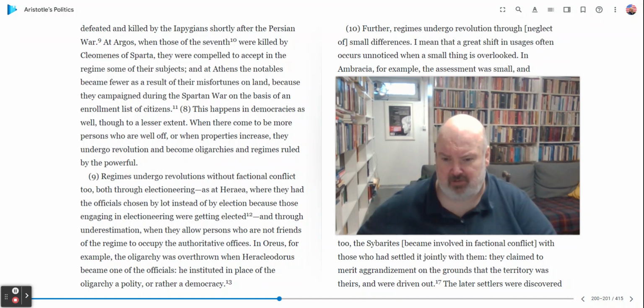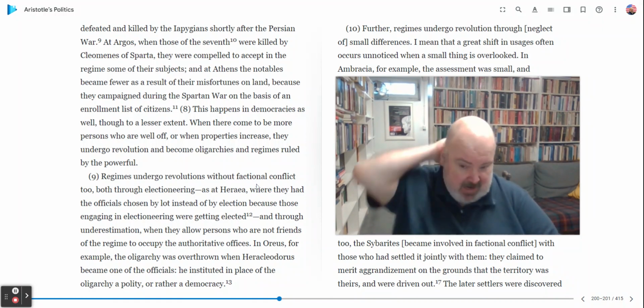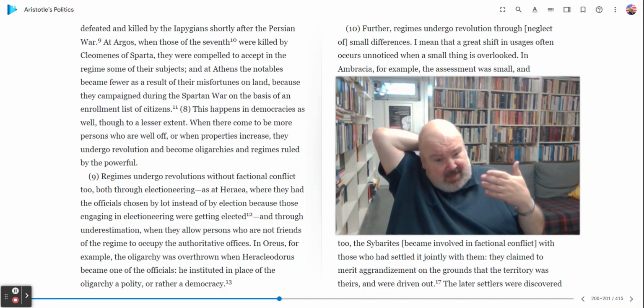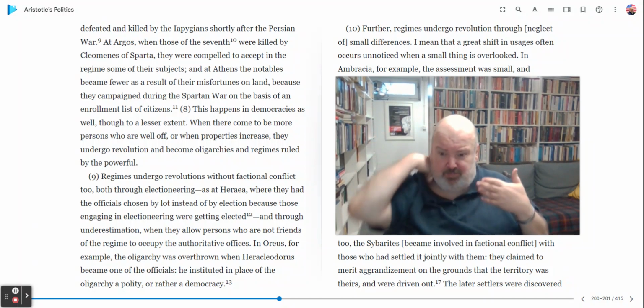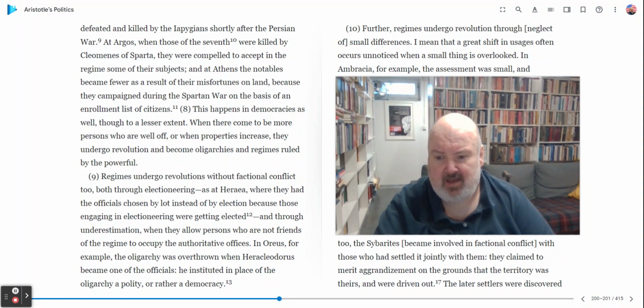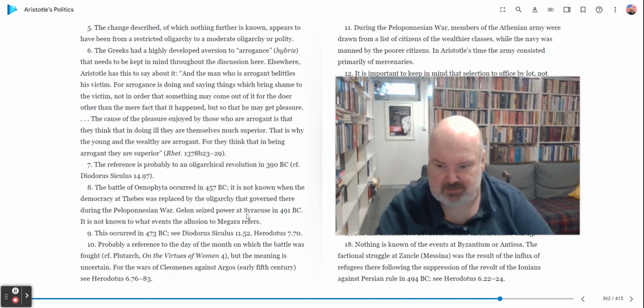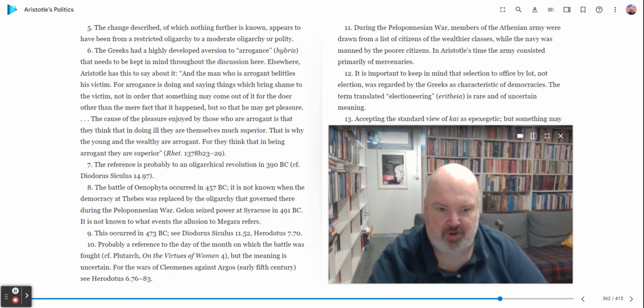Regimes undergo change without faction, because there's no factional conflict. And that is what he says, which seems to suggest this through both electioneering, as in Heliaia, where they had officials chosen by lot instead of election, because those engaging in electioneering were getting elected. Right. I'll stop here just to get 12.